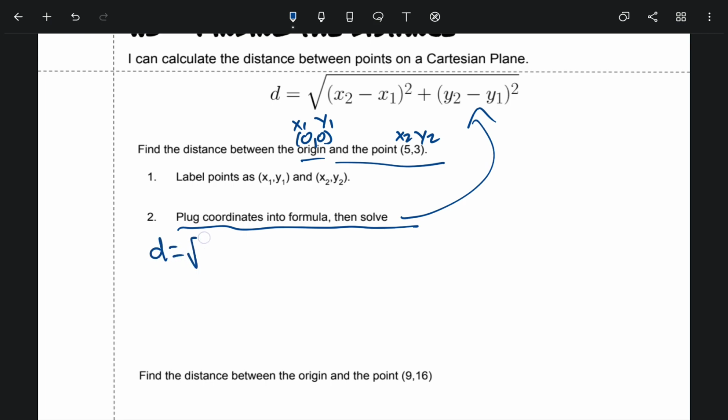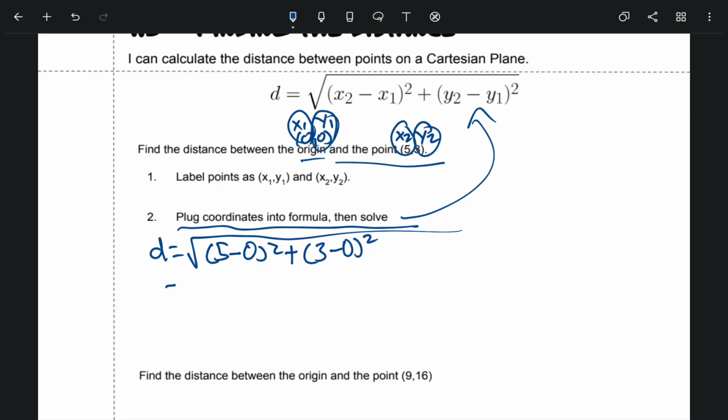So d equals the square root of (x2, which is 5, minus x1, which is 0) squared, plus (y2, which is 3, minus y1, which is 0) squared. Simplify here. 5 minus 0 is just 5. 3 minus 0 is just 3.